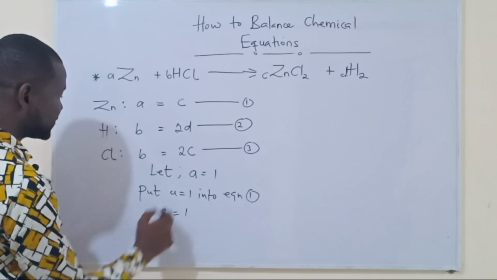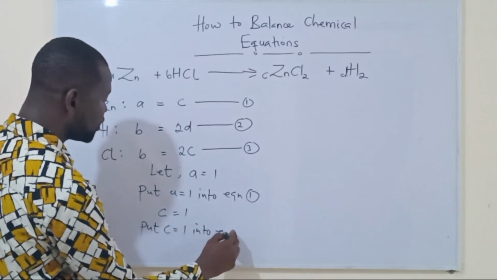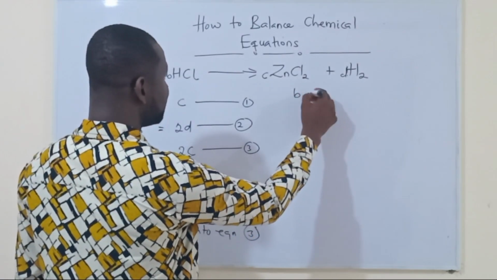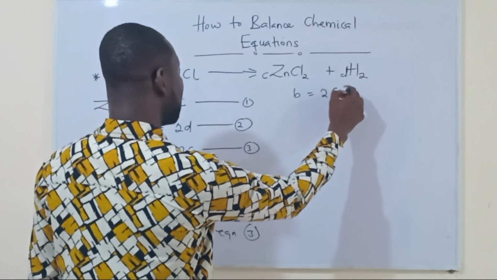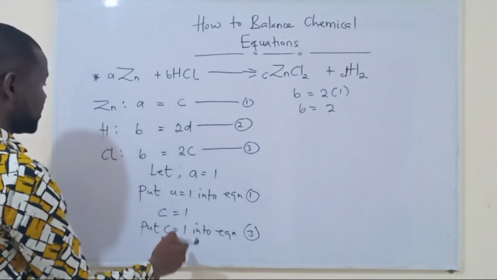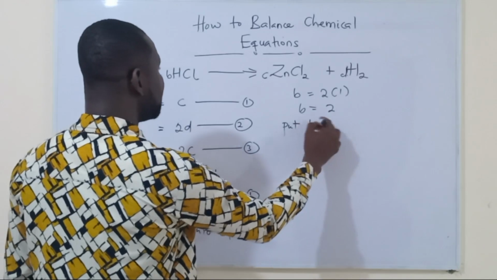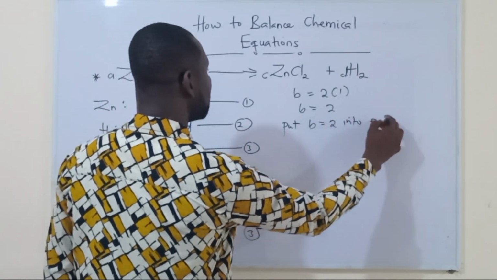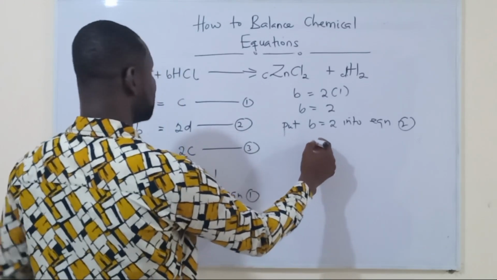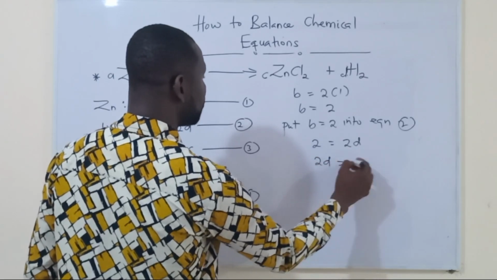Now I can put C equal 1 into equation 3. So I'm going to get B to be equal to 2 into bracket 1. So B will be equal to 2. Now I've gotten B, C, and then A. So I'm left with D. So I can put B equal to 2 into equation 2. So I'm going to get 2 is equal to 2D. I will get 2D to be equal to 2.